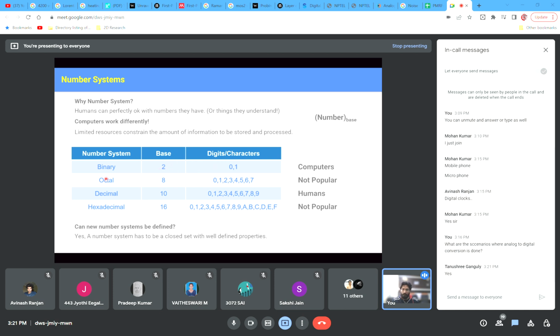So if you are working in binary, there will be 2. If you are working in octal, there will be 8 written here. Similarly for decimal and hexadecimal. So I would like to know from you guys, are new number systems possible? Like, can you define a number system with base 7 or let's say base 20?